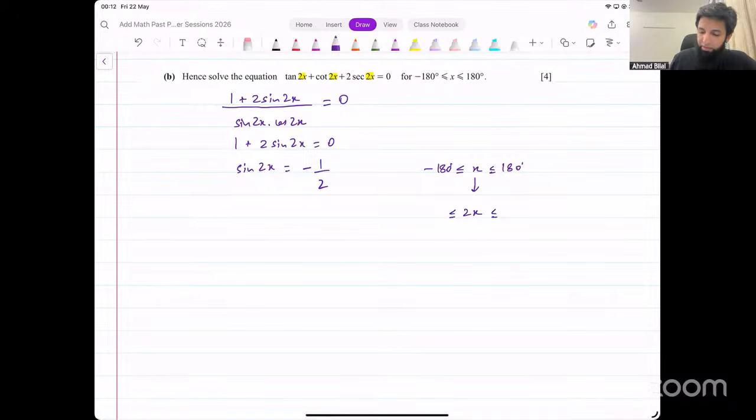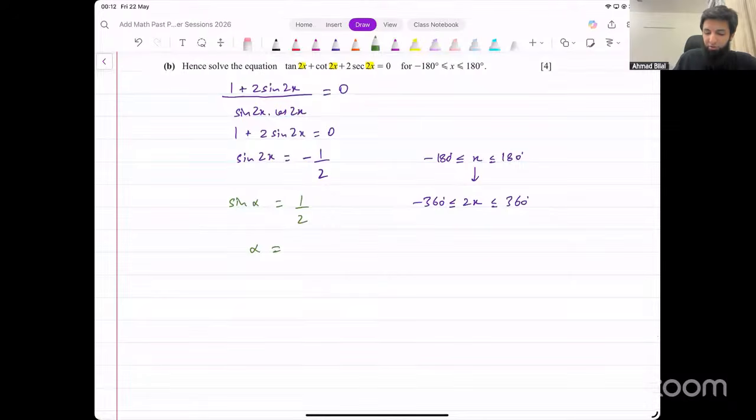Just multiply this inequality by 2, and that gives you 2x between negative 360 and positive 360. So 2x has to be between these two numbers. So now when you look at quadrants, keep in mind you will write all answers in this interval. Find the basic angle. Sine alpha equals, make this number positive on the right side. What's the basic angle that you get on a calculator? Sine inverse of 1 over 2, that will give you 30 degrees.